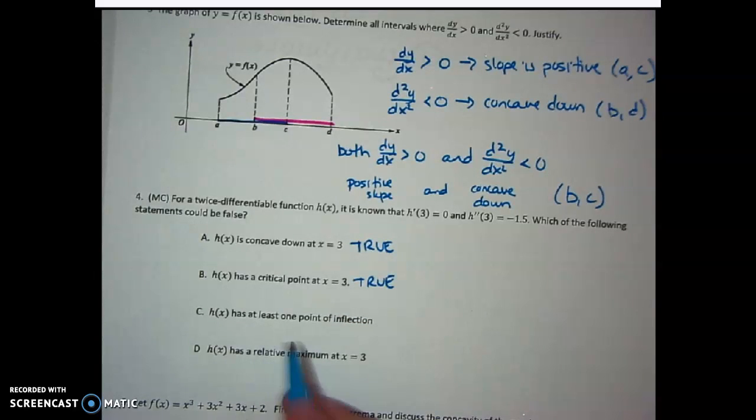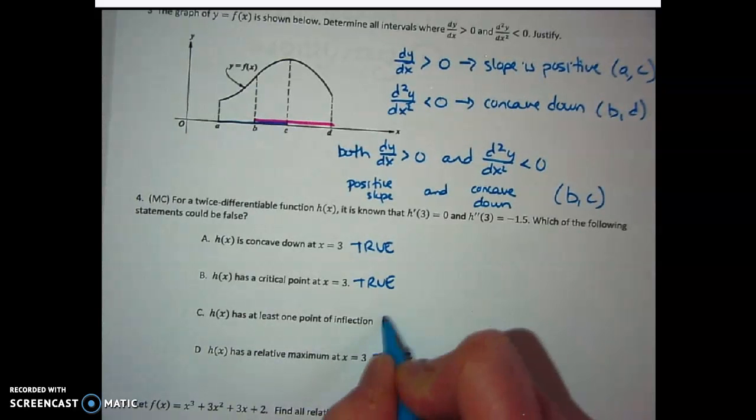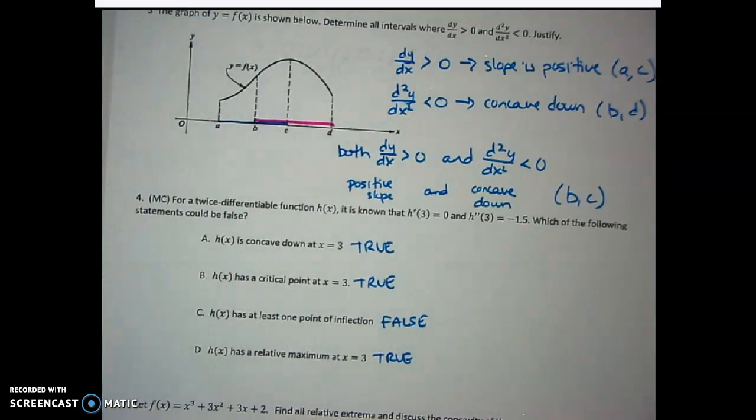It has at least one point of inflection. Can't really determine that. And it has a relative maximum at 3. So by the second derivative test, this is true as well. So by a process of elimination, C has to be the false one.